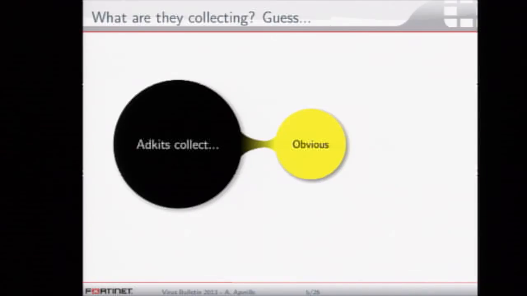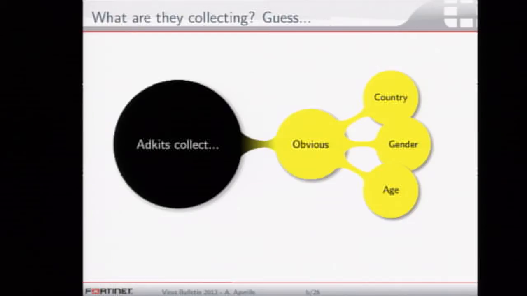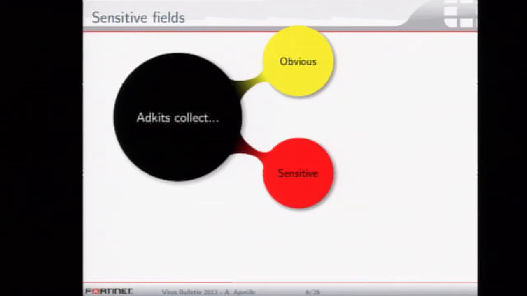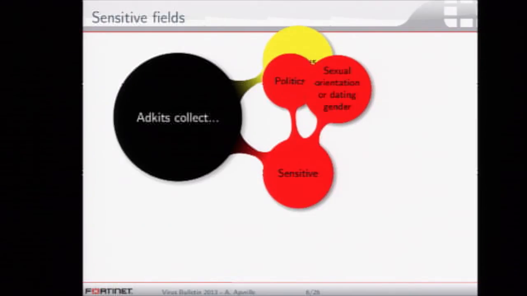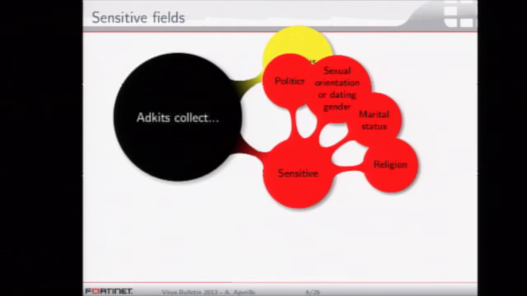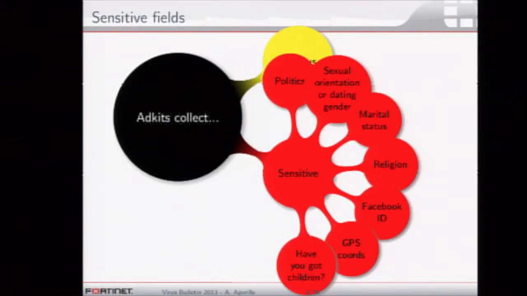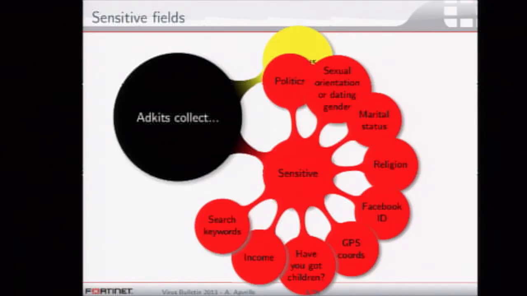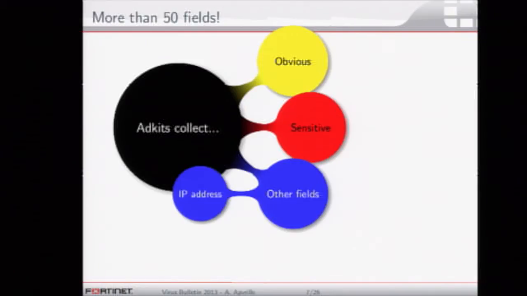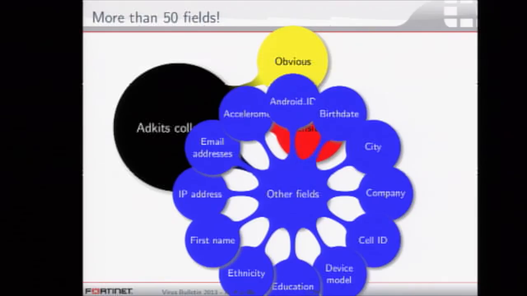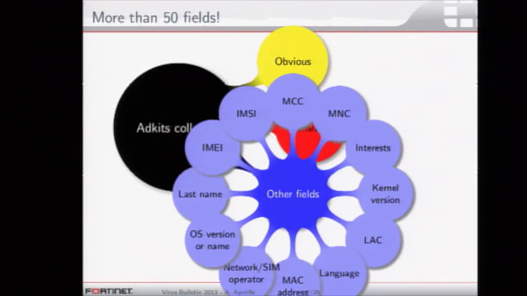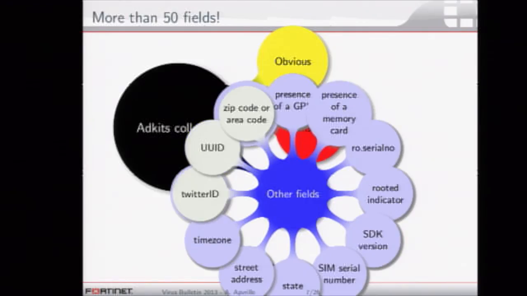So, what are they collecting? Well, the obvious ones you think of are your country, the gender, the age, right? There are also plenty of sensitive information they're collecting: political views, sexual orientation, marital status, religion. This can be quite sensitive depending on the country. Facebook ID, GPS coordinates, if you've got children or not, your income, search keywords, and you've got still many more. IP address, email addresses, all those. I'm not going to go through all of them. So in the 60 ad kits that we've reversed, we found over 50 fields that they were collecting. 50.